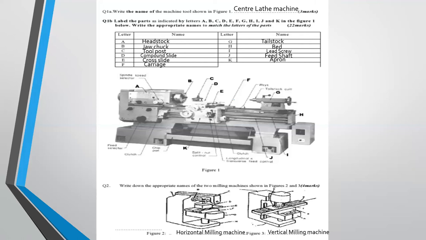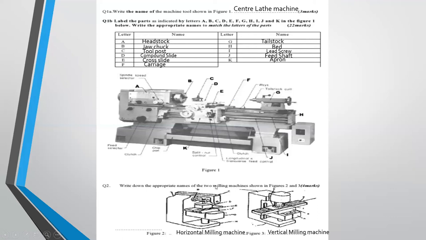The feed shaft controls the movement of the carriage on the bed when we are turning. And the lead screw, I told you, has threads on it, that's screws. So the lead screw controls the movement of the carriage when we are cutting screw thread.